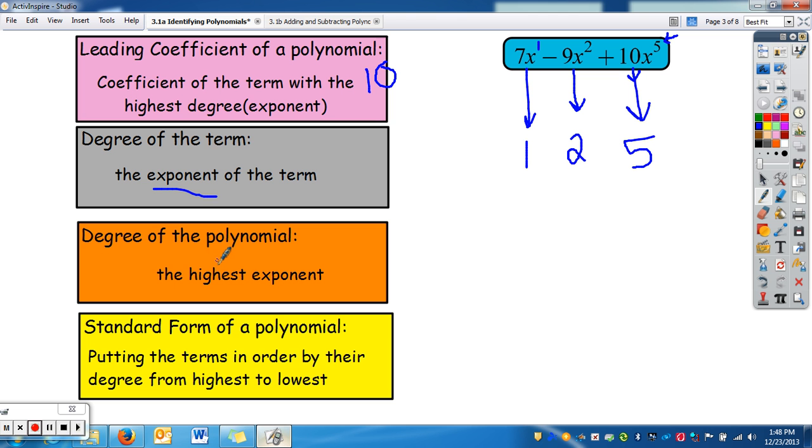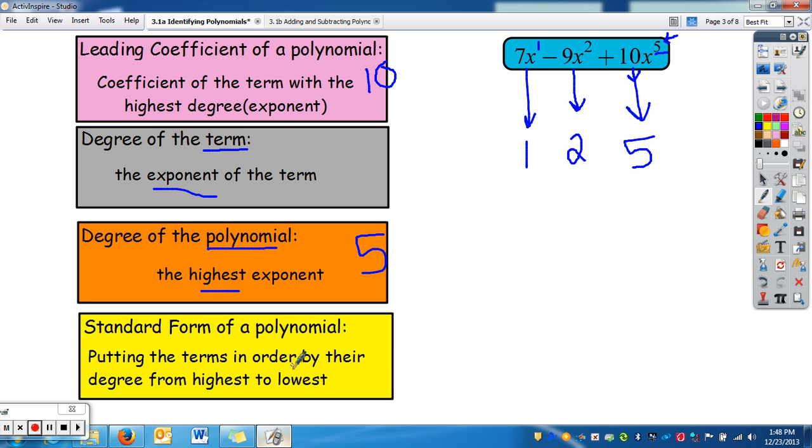Alright, so the degree of the polynomial. We have the degree of the term, which is each individual term, and the degree of the whole polynomial, which is the highest exponent you see. So whatever the highest one is, which is 5, the degree of the polynomial is 5. 5 is our winner.